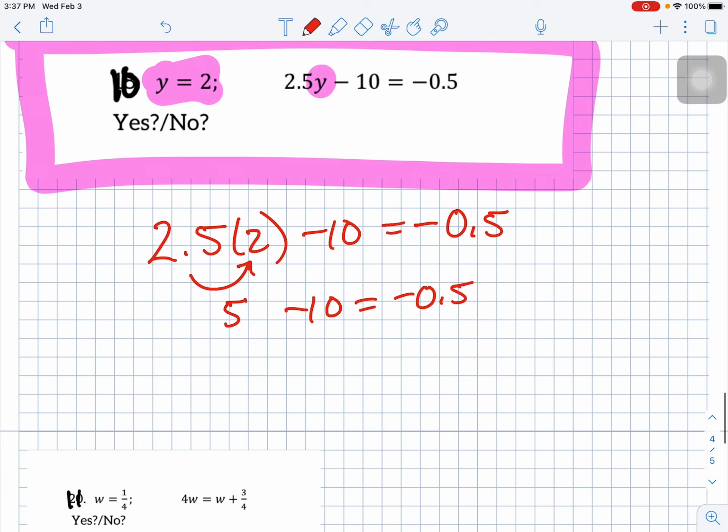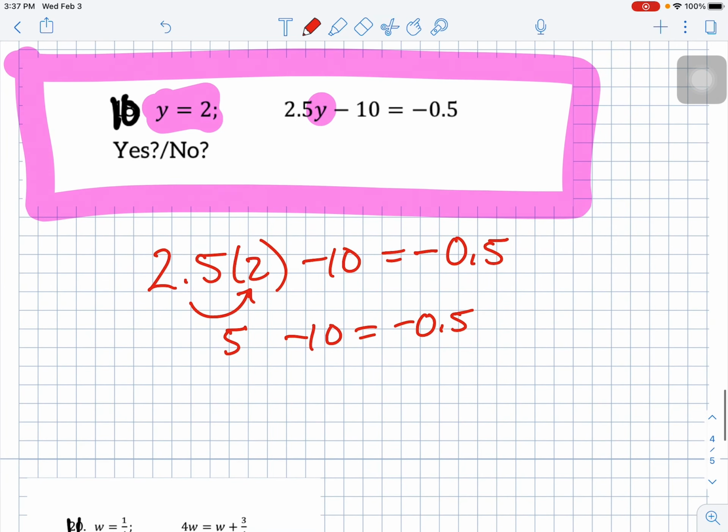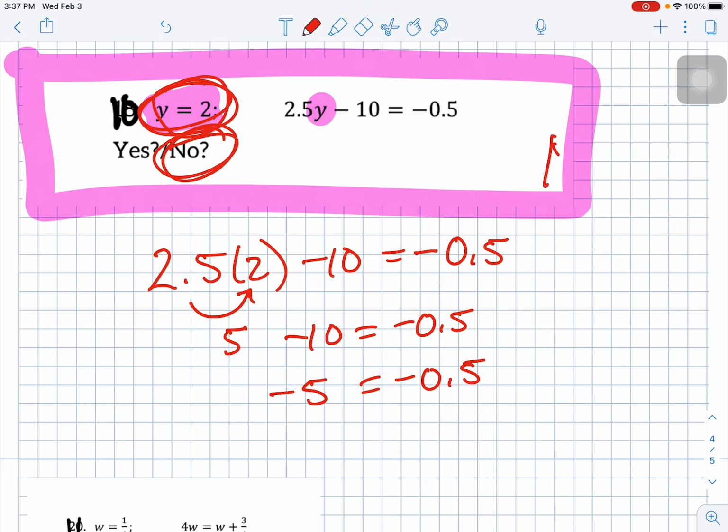And then in my head, I'm like, that doesn't sound like that's making sense, because I know that 5 minus 10 is really negative 5. And negative 5 is not the same as negative 0.5. So does y equal 2? No, it does not, because it does not make my equation true. And those examples should help you to finish the set today.